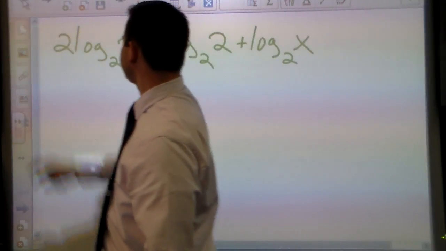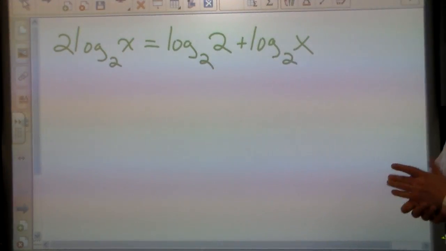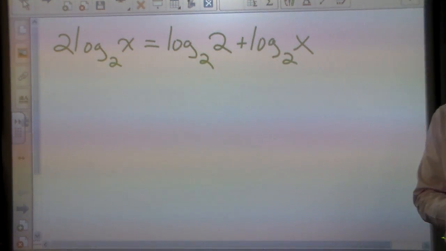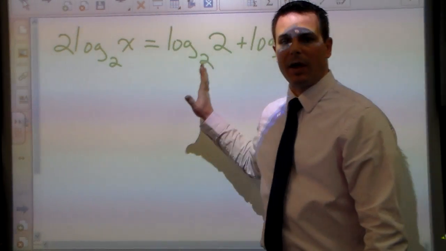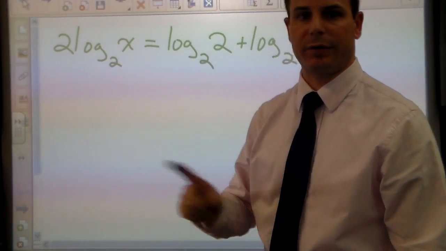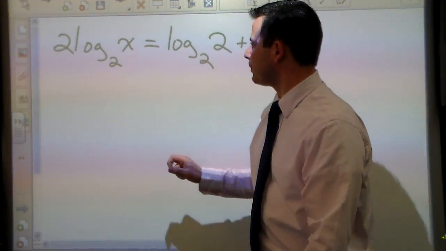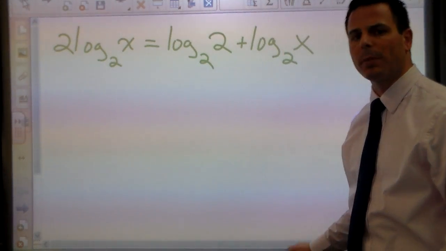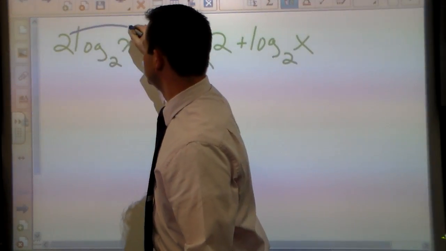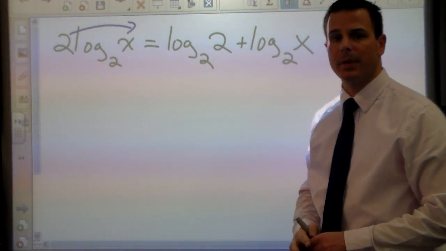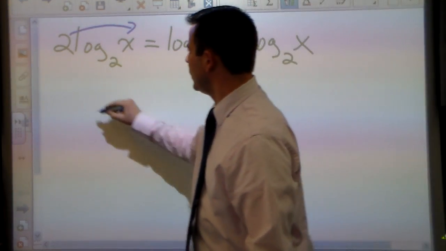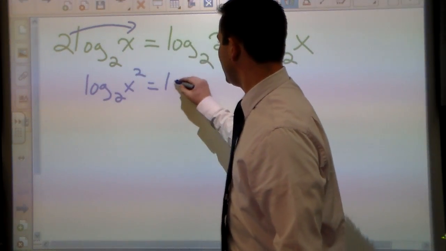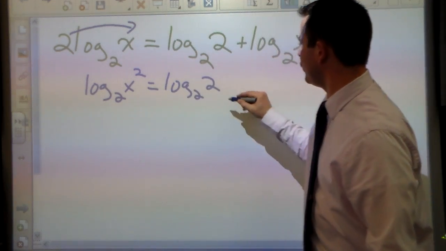Let's do another example. Now I have 2 log base 2 of x equals log base 2 of 2 plus log base 2 of x again. Now every term has a log here, so eventually I'll cross out the logs. I'll get log equals log and then cross out the logs. Before applying properties, you can't have any coefficients of logs, so make that an exponent right away. So we have log base 2 of x squared equals log base 2 of 2.